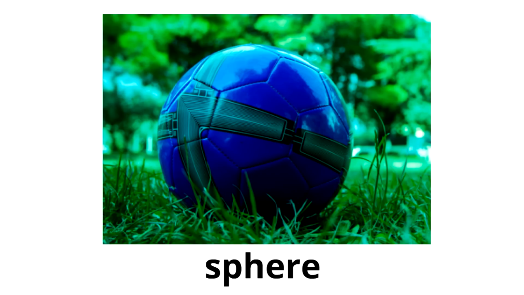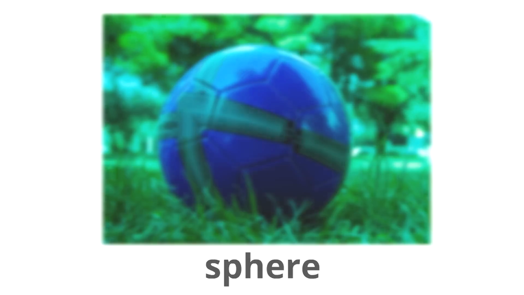There are spheres all around us. One of the spheres we see all the time are balls like this soccer ball. A soccer ball is a sphere. It's perfectly round. It's a 3D circle. It's a sphere.